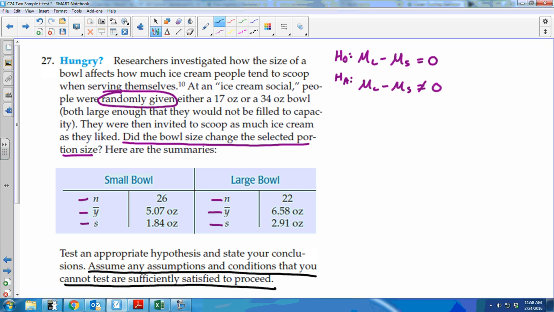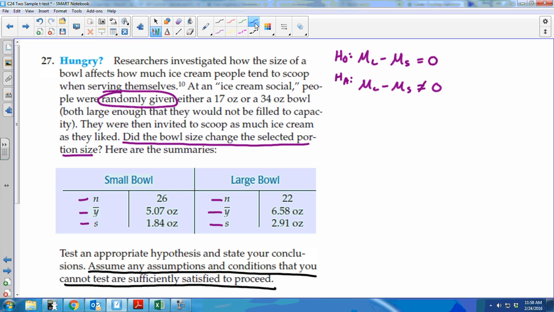Because the conditions are met, we can perform a two-sample t-test. All right. So for the mechanics part, since we have the information, we are going to write some of it out. Then you're going to do the rest of it in the calculator. But you are going to write it out so that you show what you're doing.